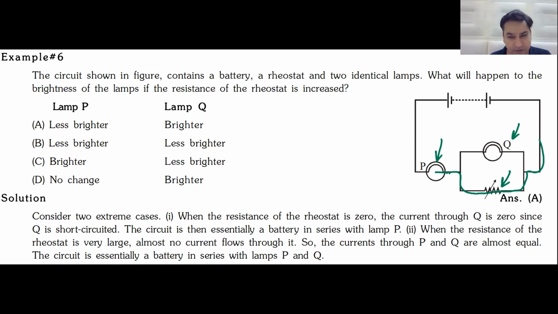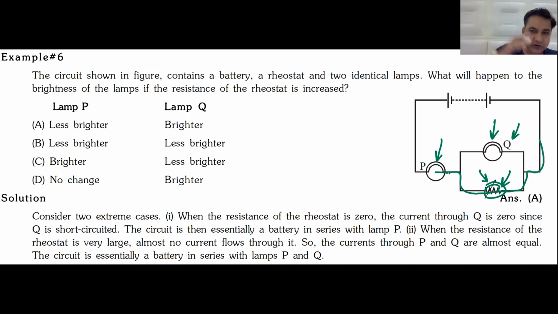So Q will not glow at all. Only P will glow, and P will glow the brightest because there is only the resistance of P, there is nothing else in the circuit. Yes or no? If I make the resistance of this rheostat very high, no current will flow through this branch. And in that case, Q will be the brightest. Because if some current flows through this, less current flows through the other one, through Q.